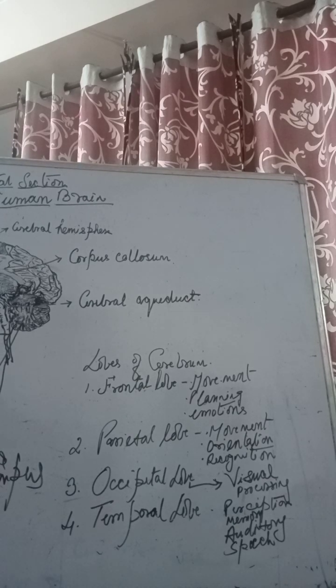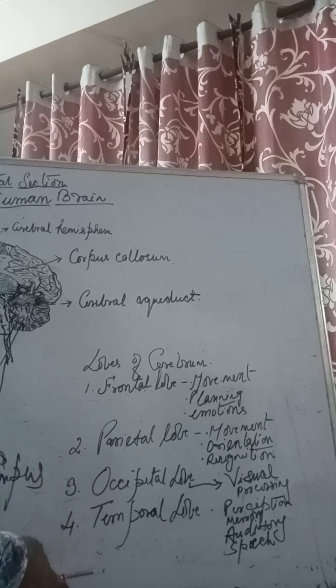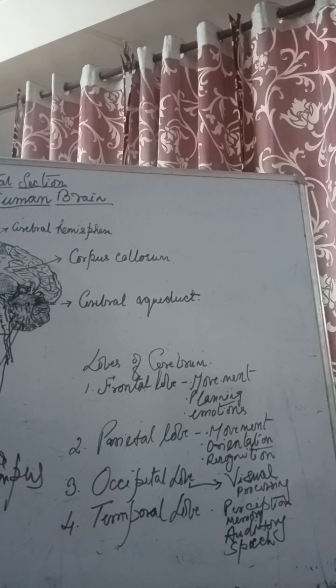As you see here, there are four lobes of the cerebrum, which is the bulk of the human brain, and that is the frontal lobe, parietal lobe, occipital lobe, and the temporal lobe. So, the temporal lobe is the fourth one that I've written here.